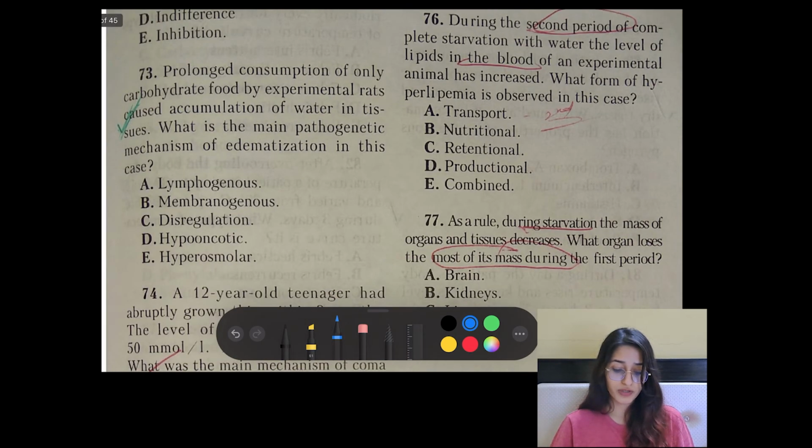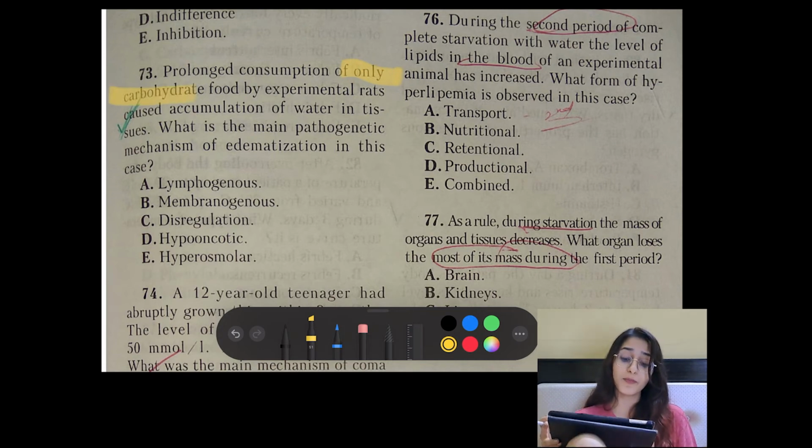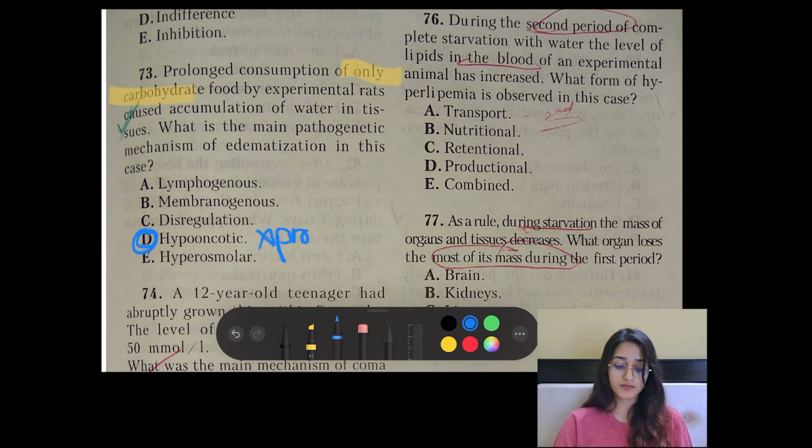Prolonged consumption of only carbohydrate food by experimental rats caused accumulation of water in tissues. So he is consuming only carbohydrates, whereas proteins are very important for the body. So when proteins are not consumed, oncotic pressure will obviously not be maintained. So this will be your hypo-oncotic edema because of the absence of proteins.